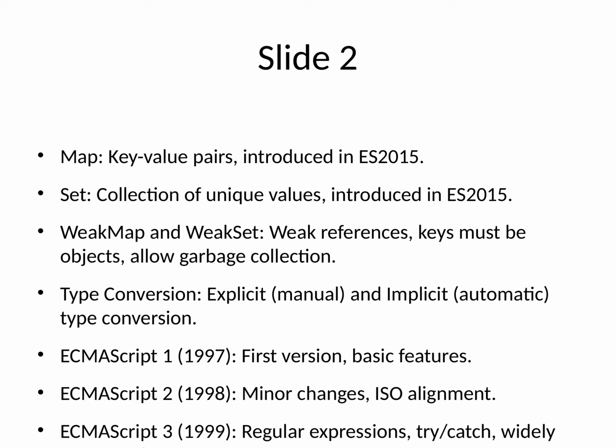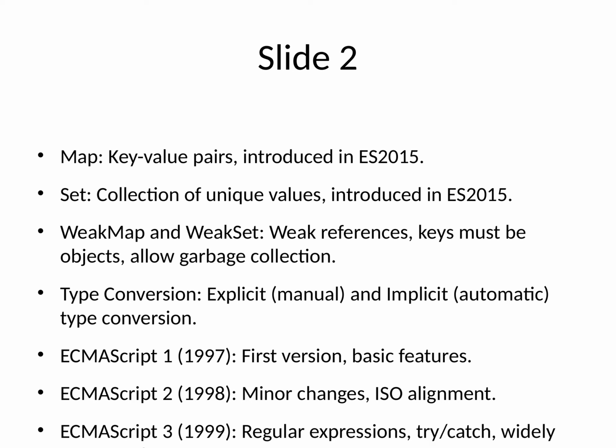Let's dive into some key JavaScript concepts in the evolution of ECMAScript standards. First, we have the Map object, introduced in ES2015, which allows us to store key-value pairs. For example, we can create a map using let map = new Map([['key1', 'value1'], ['key2', 'value2']]).